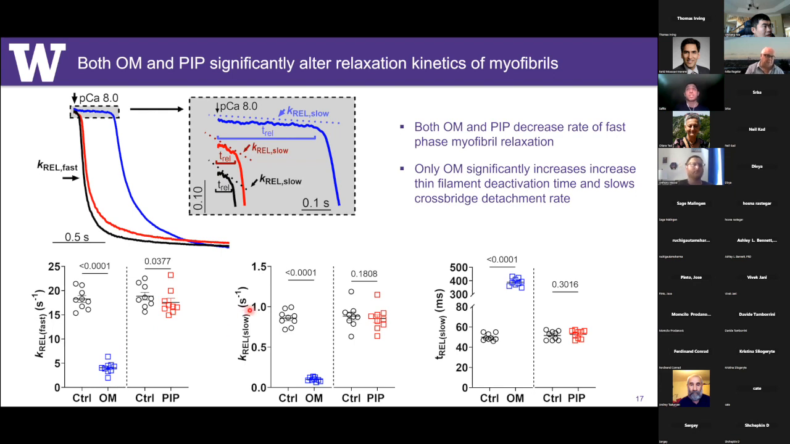In addition to the fast phase of relaxation, we are also able to quantify how OM and heparin impact the initial phase of slow relaxation. Our measurements show that OM significantly decreased the rate of cross-bridge detachment and significantly prolonged thin filament deactivation by almost 10 times. These observations indicate that OM significantly impairs product release in cardiac myofibrils. In contrast, heparin showed no inhibition of product release, with no differences in either cross-bridge detachment rate or thin filament deactivation duration.